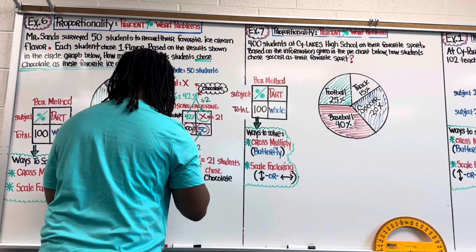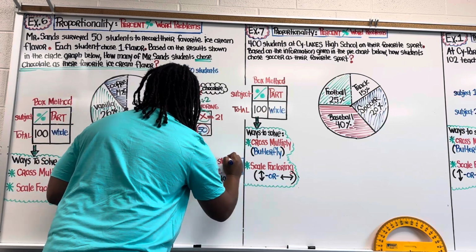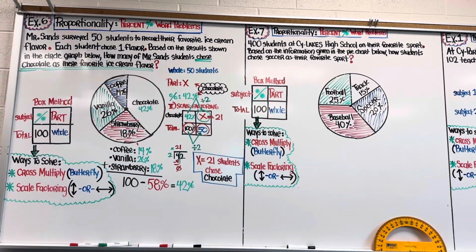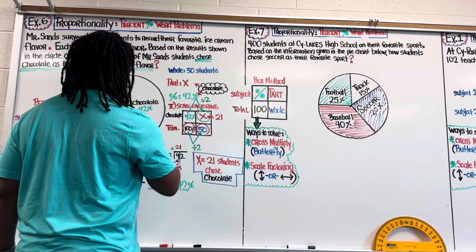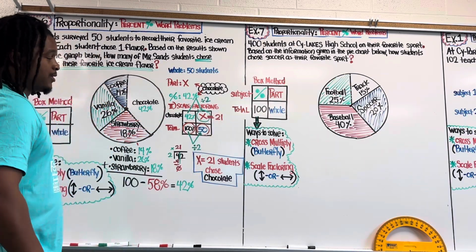Okay? That is our final answer, guys. 21 students chose chocolate. And also, guys, if we would have done it the opposite way, where we would have cross multiplied, x would have still come out to be 21 students.